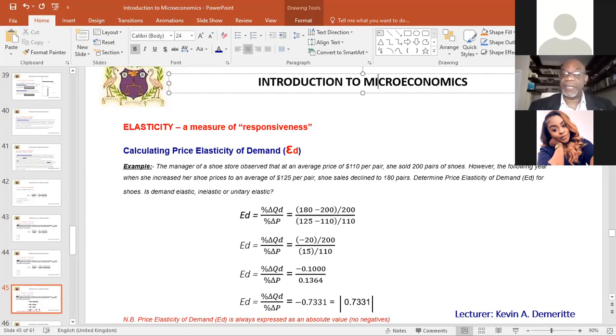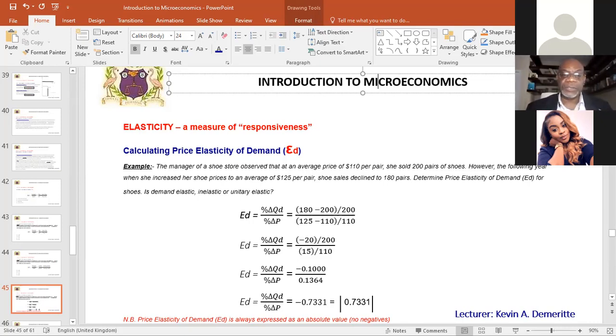Anybody got something different than what I got? No. So you notice a negative divided by a positive is a negative. Positive divided by positive is positive, and negative divided by negative is a positive. Okay, so we end up with an E of D of negative 0.7331. And that is not a percentage, that is a value.